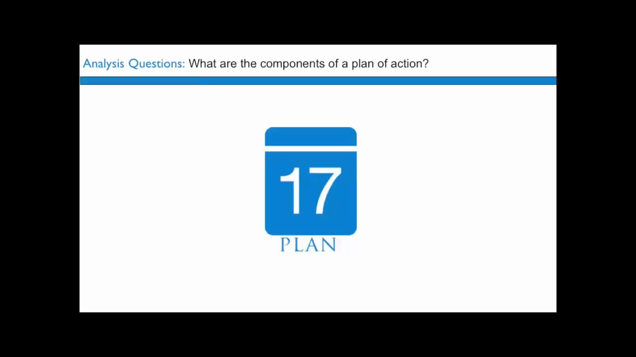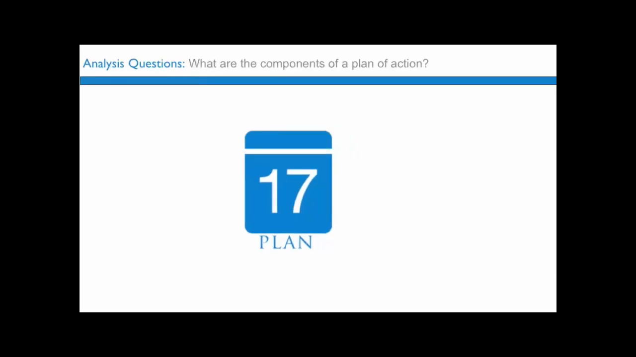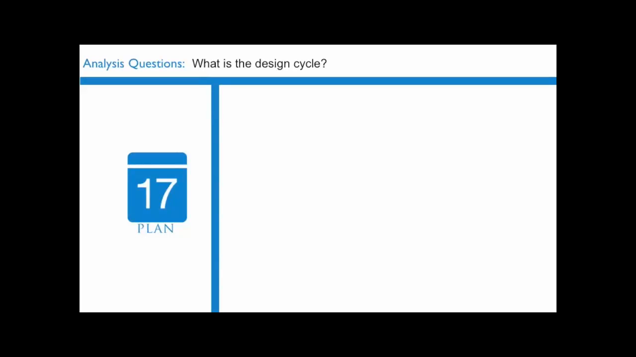Which leads to the question, what are the components of an action plan? When you're developing an action plan, you are establishing the process for achieving your design goals. As with many other aspects of design, a plan of action will be unique to the design problem. Not all plans of action will be the same. However, a plan of action should contain the following characteristics.